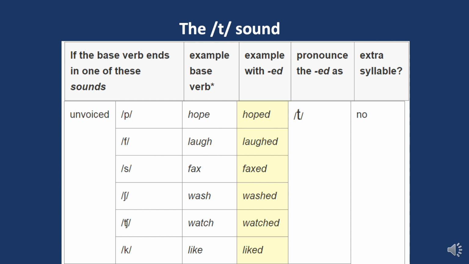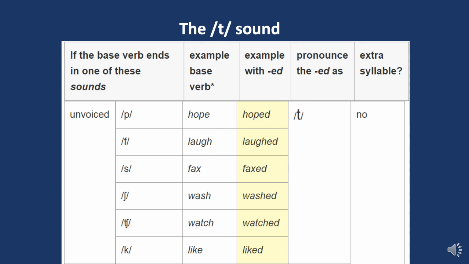Let's look at the second example base verb, laugh. Ends in an F sound, right? So the example of the past tense is laughed. Notice the T at the end. The third verb down is fax. When we add the ED, it becomes faxed. Hopefully you can hear that T at the end. Then it's wash. The past tense is washed.